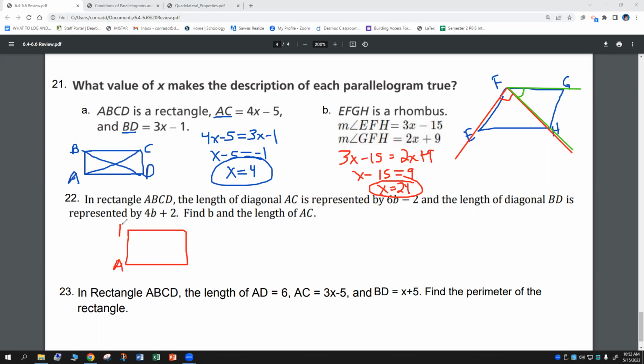All right, next one, rectangle ABCD. Again, AC and BD are your diagonals. So we're going to set them equal to each other. So 4B plus 2 equals 6B minus 2. We're going to subtract 4B on both sides and get 2 equals 2B minus 2. We're going to add 2 on both sides, and we get 2 equals B. And then when we substitute that in, we're finding the length of AC, that's the whole diagonal. So 6 times 2 minus 2 gives us 10.